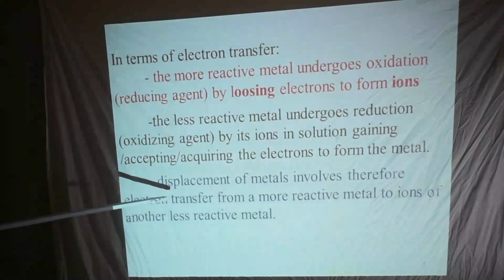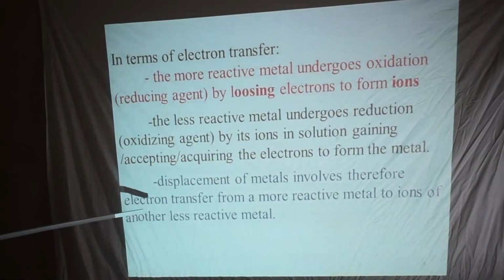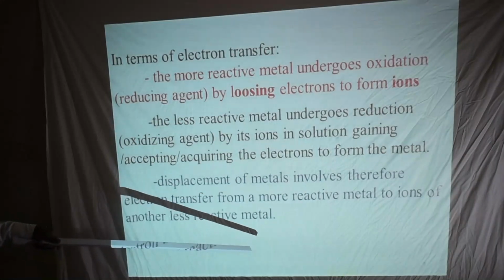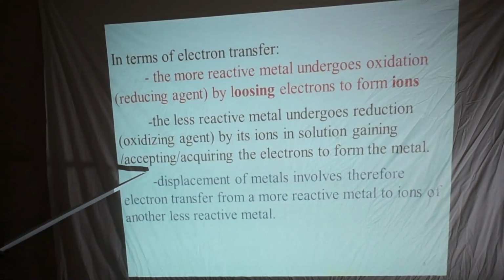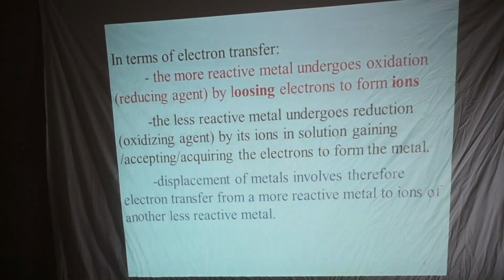Now, let's look at the third one, which is actually displacement. In terms of displacement, displacement of metals involve therefore electron transfer from a more reactive metal to ions of another less reactive metal. So we are saying now electrons are transferred where? From a metal which is more reactive to a metal which is less reactive.